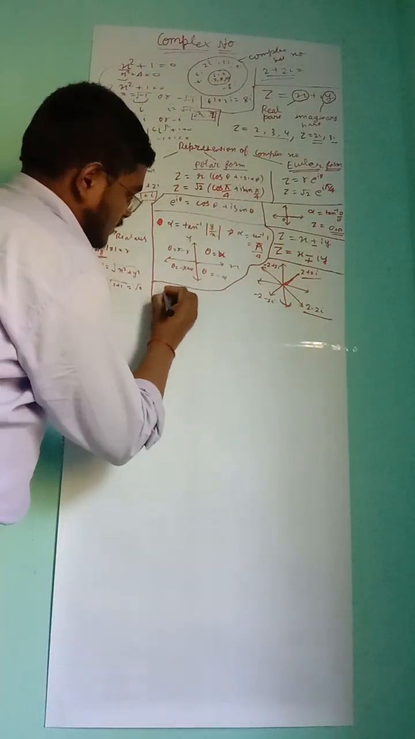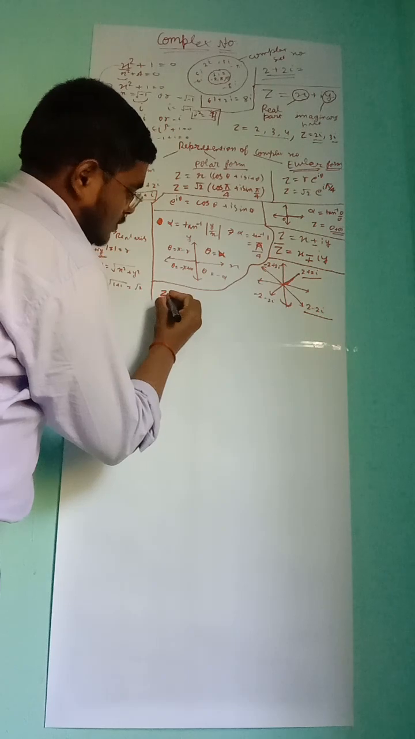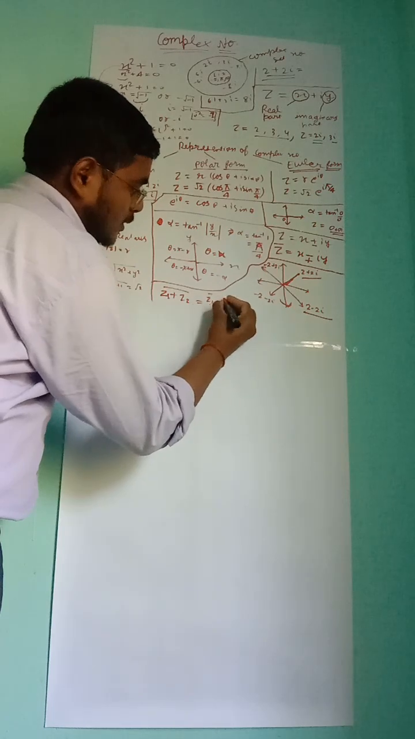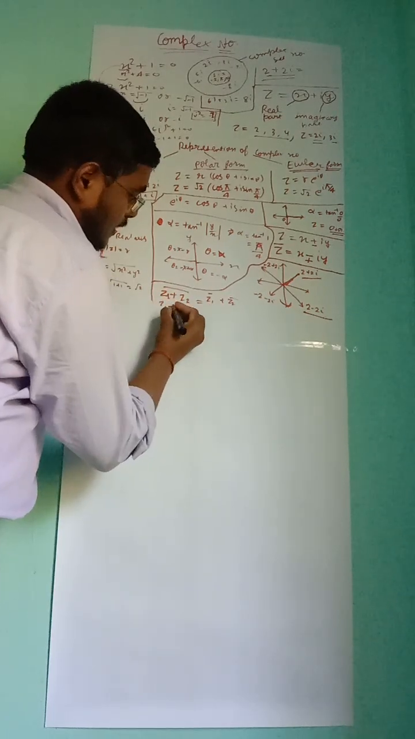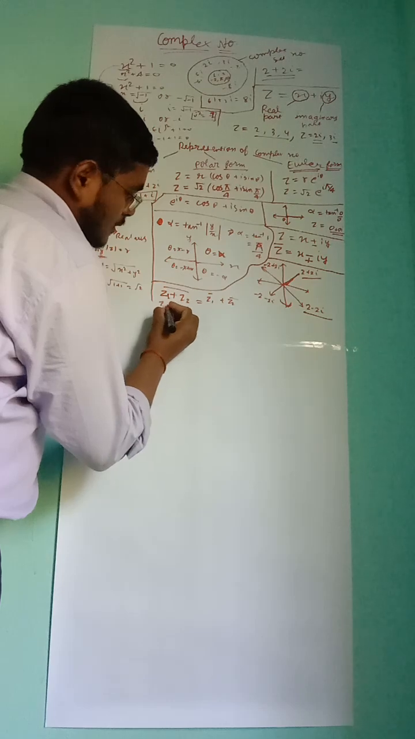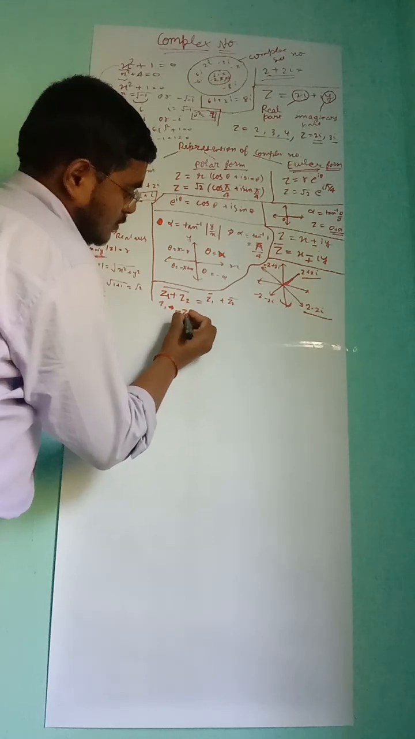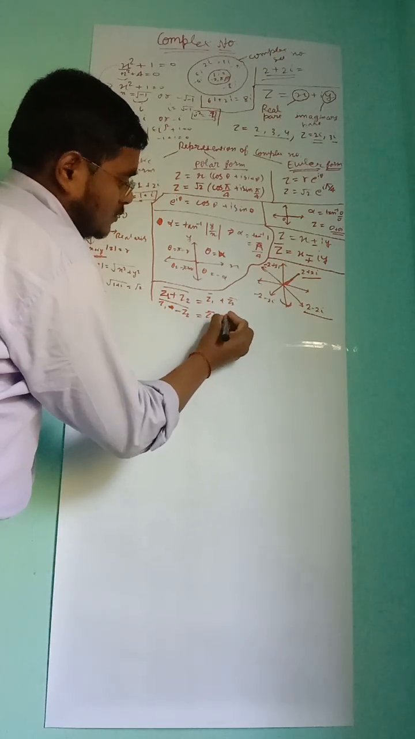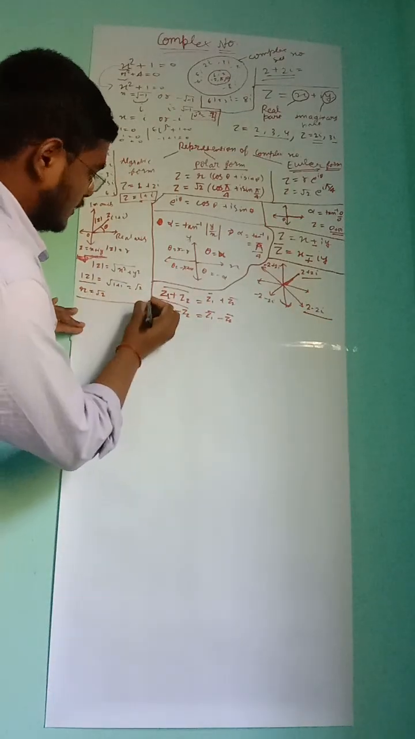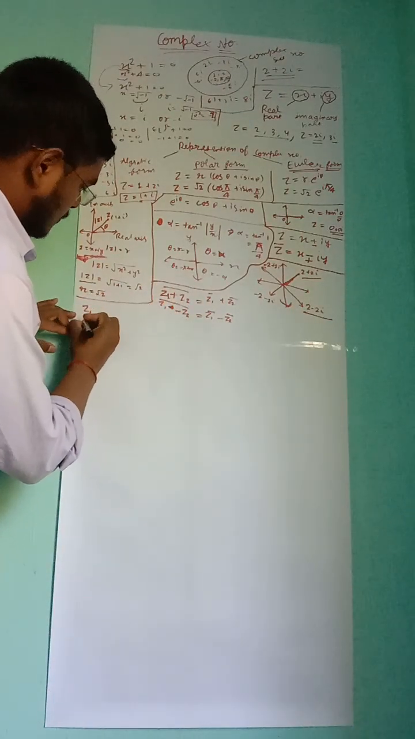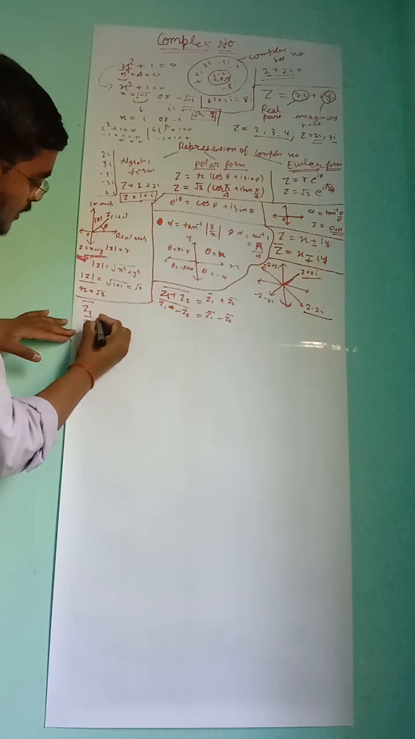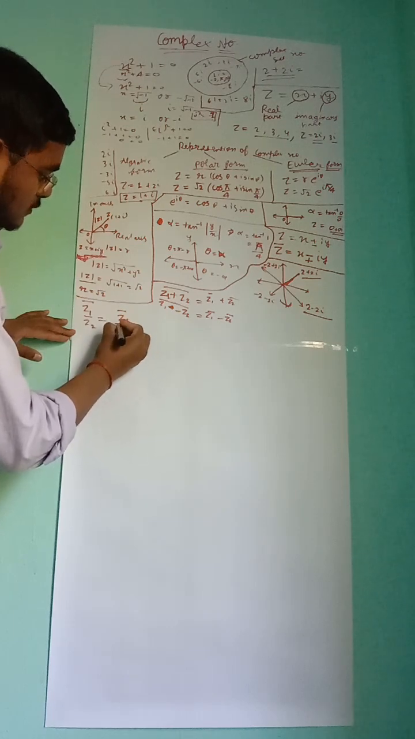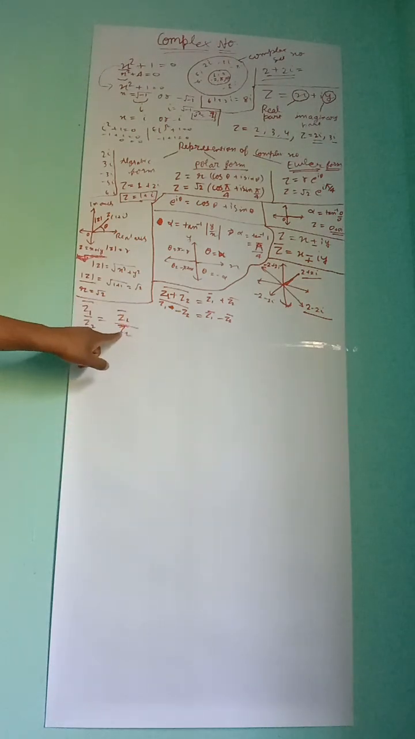Okay, so some properties. Suppose z1 plus z2 bar, it is nothing but z1 bar plus z2 bar. If we have z1 minus z2 bar, it is z1 bar minus z2 bar. And z1 upon z2 bar is nothing but z1 bar upon z2 bar.